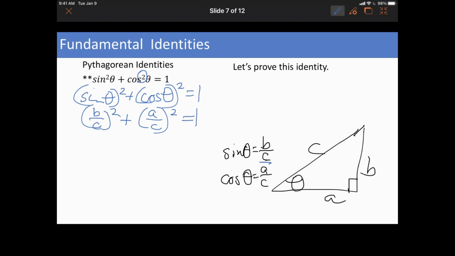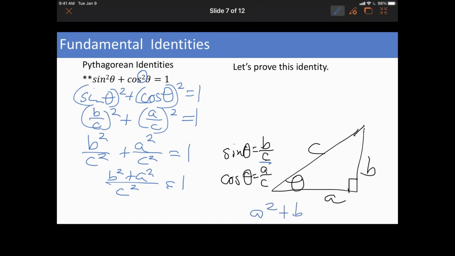So I'm going to square it, which is b squared over c squared plus a squared over c squared. Common denominator, right? Therefore, I have b squared plus a squared over c squared equals 1. Well, what do I know about b squared plus a squared? Well, a squared plus b squared equals c squared by the Pythagorean theorem. So by more substitution, c squared over c squared, which equals 1. Okay, so that's why it's true.